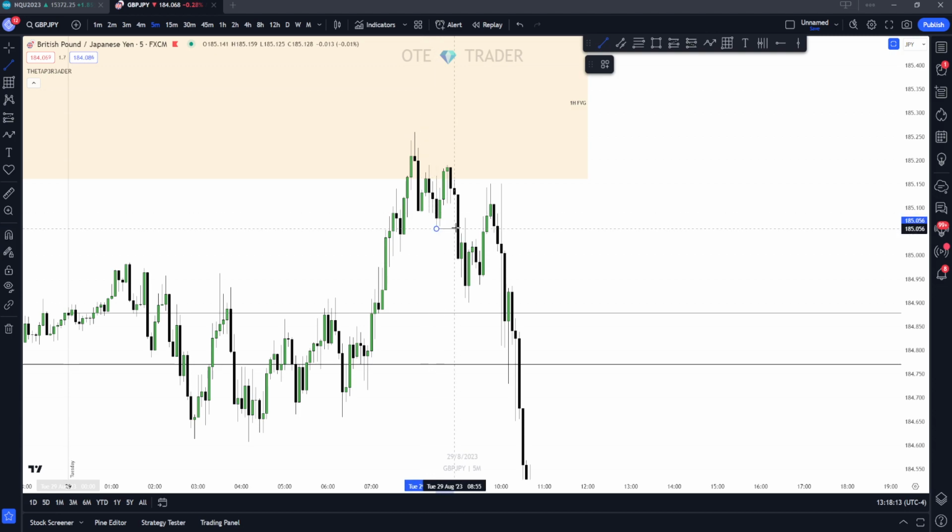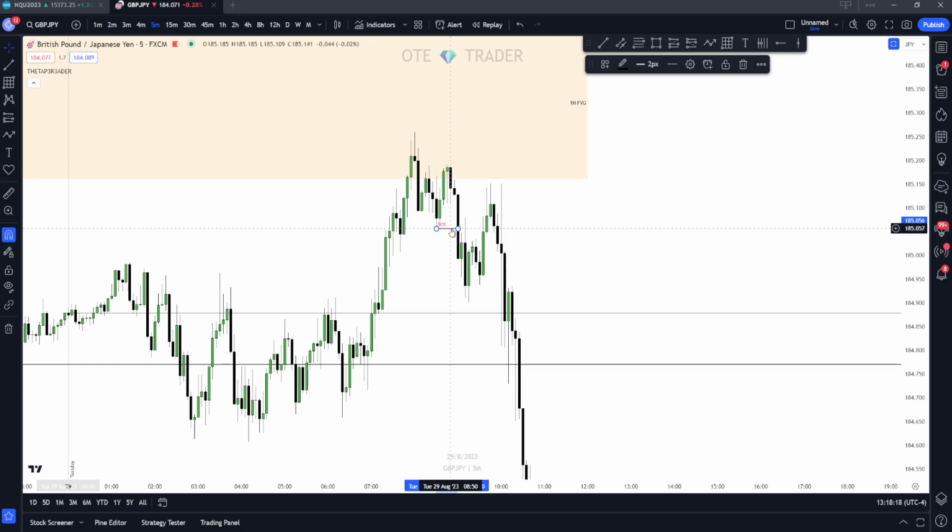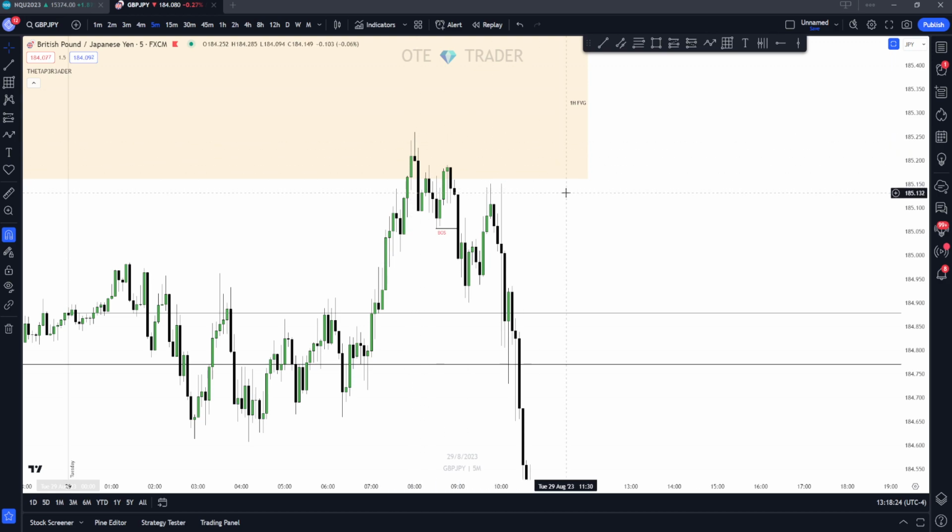We had a break of structure over here. So let's outline that one, right? Break of structure over here. We had this high stay intact, right? So now we have a long-term high here.